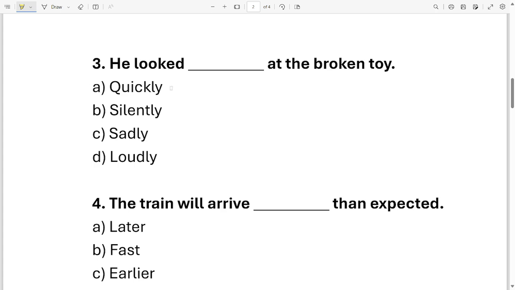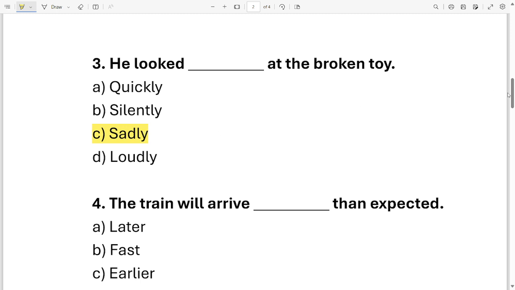Question number 3. He looked dash at the broken toy. Which word should I put over here? Options are quickly, silently, sadly, loudly. These are the 4 options. Which one is correct? It is option C, sadly. He looked sadly at the broken toy.